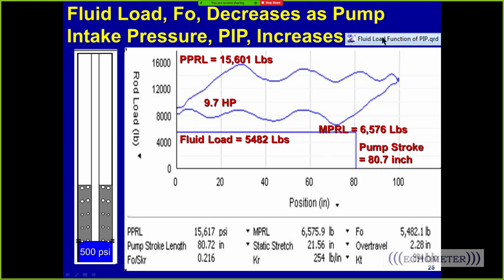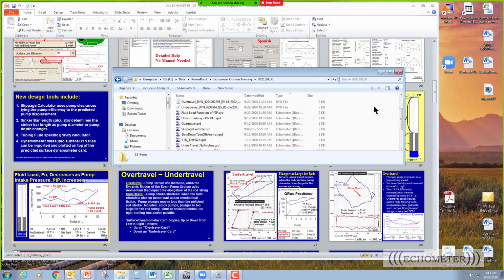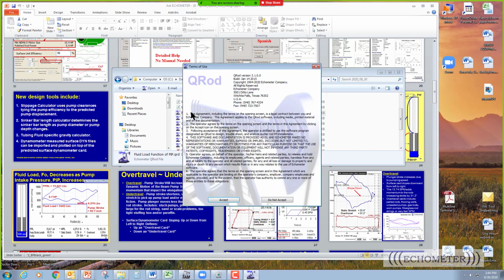All right, so let's go look at this example. If I click on my Windows Explorer, I have some files that we've downloaded from the web page, and the PDF file that Carrie Ann's put together on the web page on Ask Echometer. These are two examples that we're going to import and overlay on top of the predicted data. This is the one we just talked about, fluid load as a function of pump intake pressure. It has an extension of QRod, and QRod recognizes that extension. So I'm going to double click on fluid load as a function of pump intake pressure.